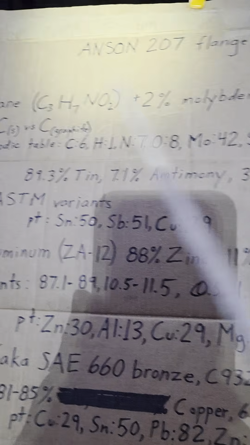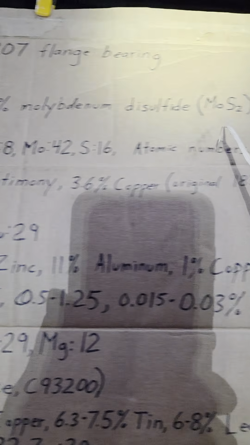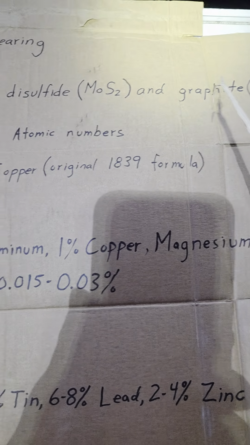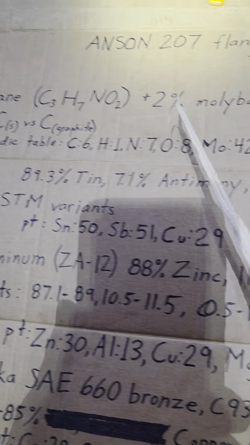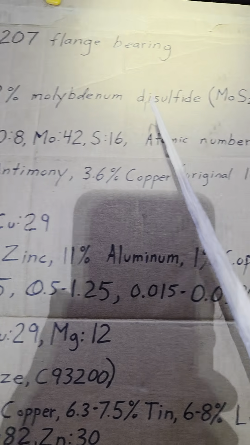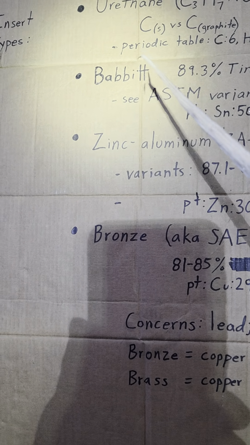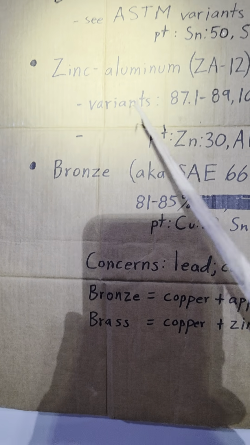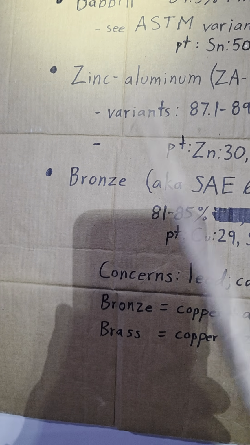And this stuff here, the one summary I read is that the molybdenum and the graphite is, how did they put it? It's the urethane is impregnated with, sounds kind of naughty, but the urethane was impregnated with molybdenum disulfide and graphite. The other 3 choices are babbitt, zinc aluminum, and bronze, and we're going to look over that here coming up. Those are the other 3 options.